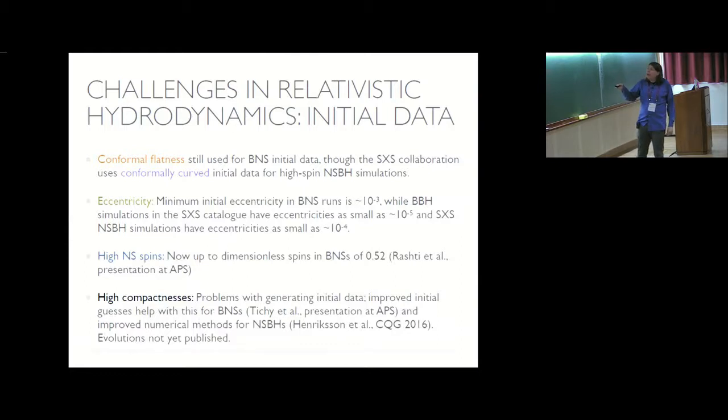So currently, Kyutoku and collaborators have got spins up to an evolution of 0.52. And others also have been working on getting high compactness, so reductions are close to the maximum mass. And then, it turns out that there are better initial guesses, and also the SXS group has been working on simulating NSBHs. But the simulations are not yet public.